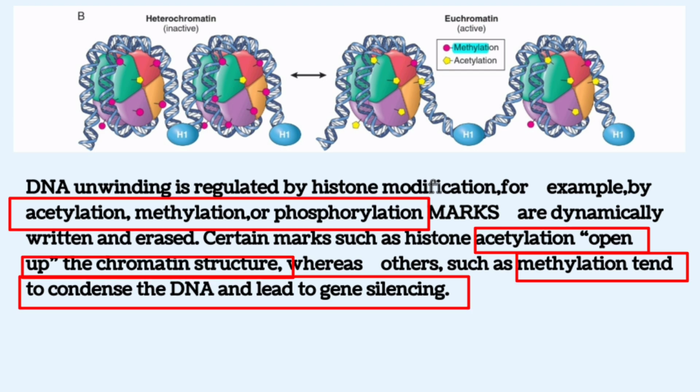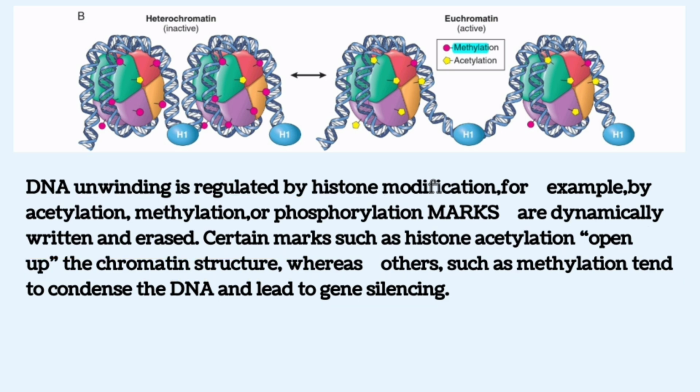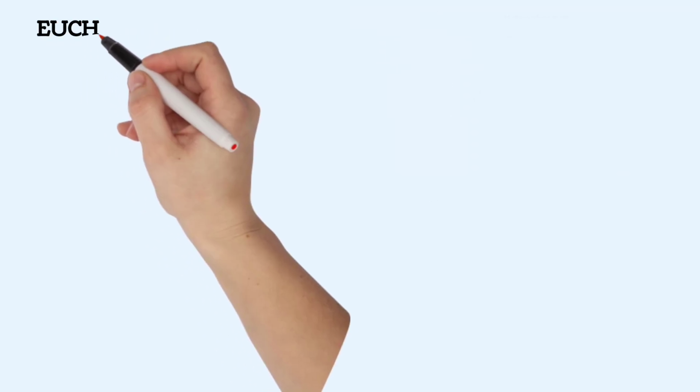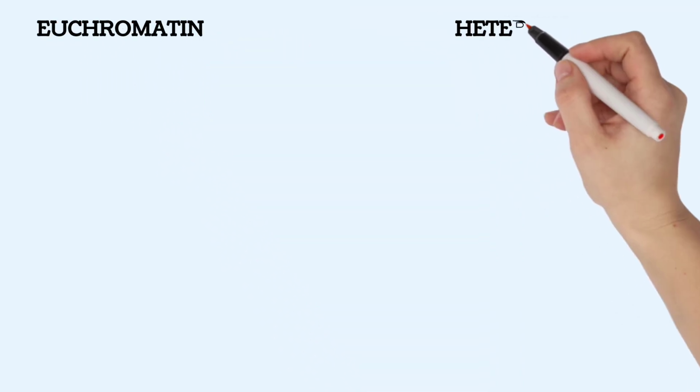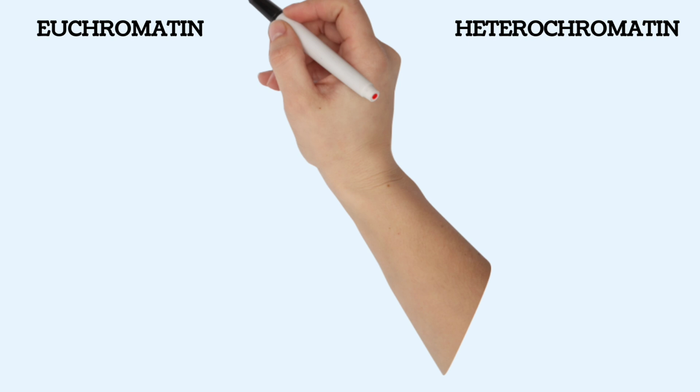From now onwards, remember this fact that whenever there is acetylation, it will open up the chromatin structure, and whenever there is methylation, it will condense the DNA structure, which leads to gene silencing. Here is the basic difference between euchromatin and heterochromatin.